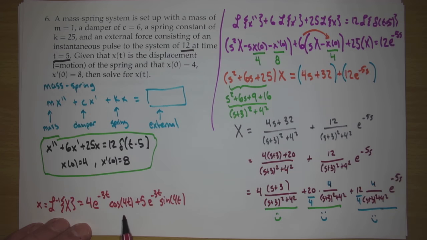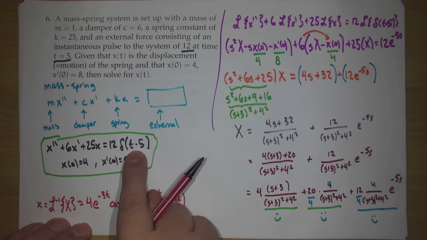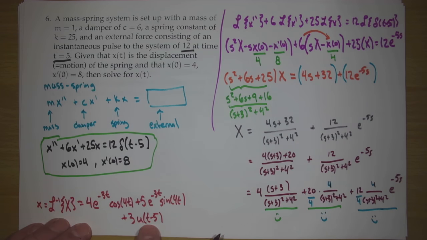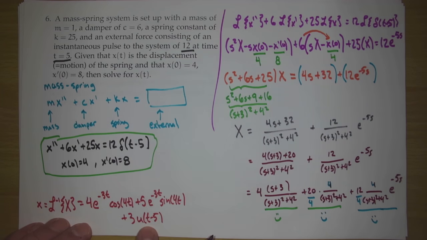Plus 3, the 12 over 4, e^(-5s), says we have an on-off switch at 5. We should expect an on-off switch at 5, because something happened at 5. So we should anticipate, if we see a delta at a time 5, that means an on-off switch will happen at time 5. What's the function? Well, normally it's this e^(-3t) sine 4t. Is that what we write here? And what do we write instead?